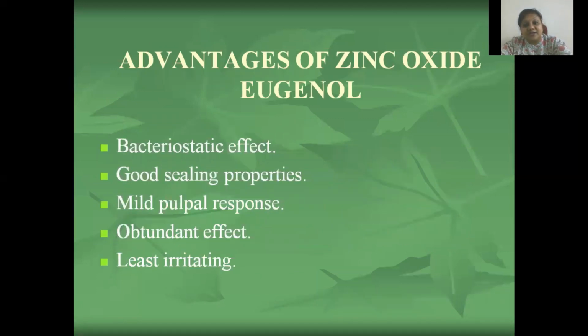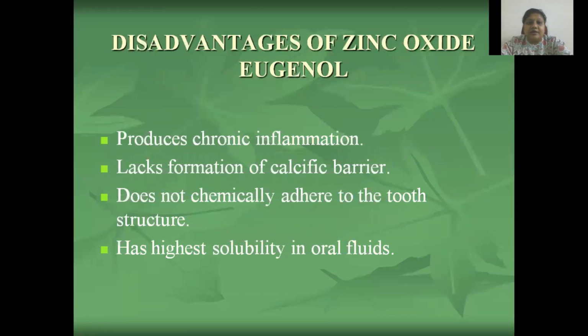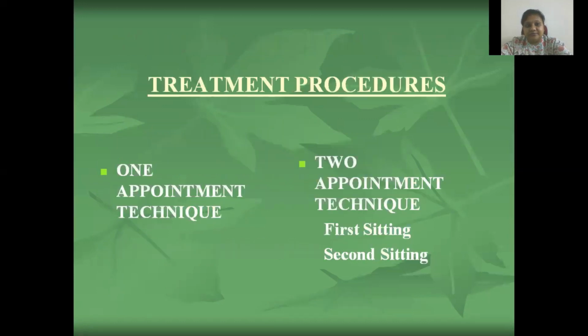What are the advantages of zinc oxide eugenol? It is bacteriostatic, it has good sealing properties, it has very mild pulpal responses, it has an obtundant effect, and it's least irritating to any tissue. Disadvantages of zinc oxide eugenol: it produces chronic inflammation, it lacks formation of a calcific barrier, it does not chemically adhere to the tooth structure, and it has the highest solubility in oral fluids.